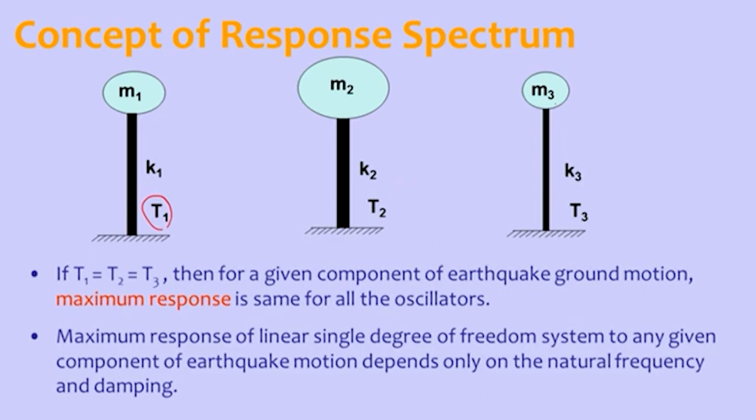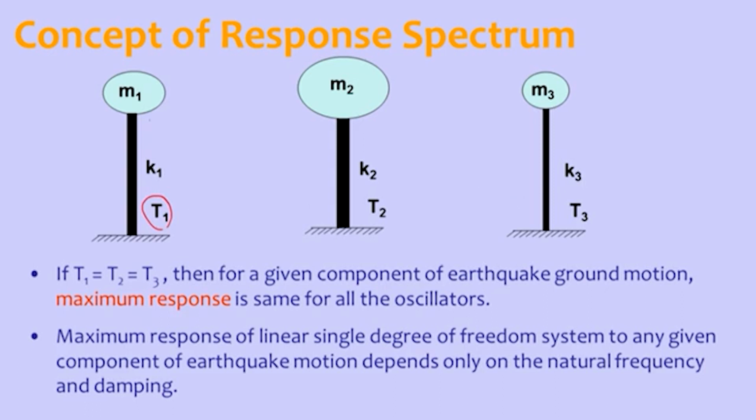And the third structure has mass m3 and stiffness k3. In a similar manner, we calculate the natural period of this structure. Now, what response spectrum gives is, if the natural periods T1, T2, T3 are all the same, then for a given component of earthquake ground motion, the maximum response is the same for all the oscillators. So, no matter what the structure's mass and stiffness are, if the natural period is matching, then the response spectrum says that the maximum response is the same for all three oscillators.